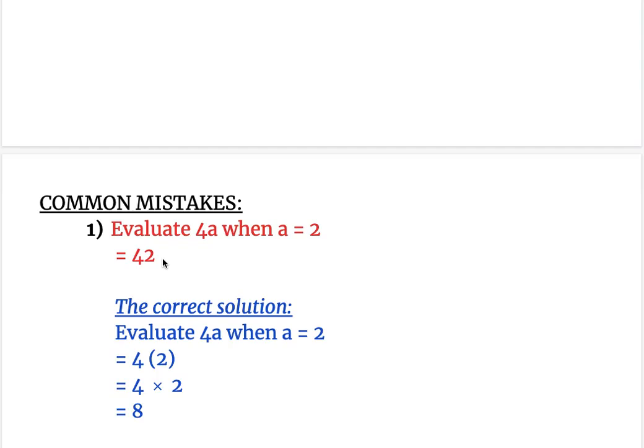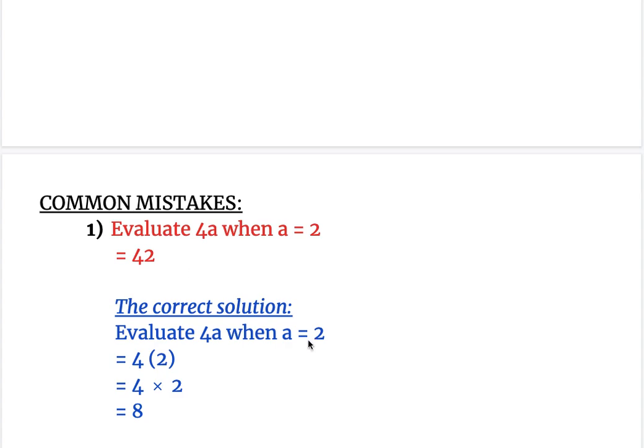That's not correct because you're literally just replacing it with the number there, and it doesn't change from a 4 to 42. Remember, 4a means multiplication. 4 times a. 4 is the coefficient, a is the variable. They're being multiplied together. So 4 times 2 doesn't equal 42. You don't just put it there and the 2 becomes the ones place and the 4 becomes the tens place.